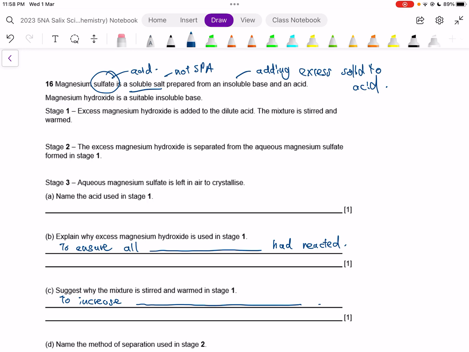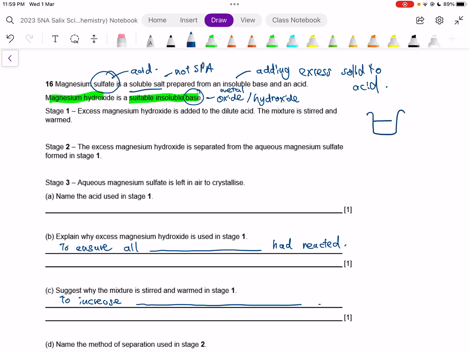So this is a base. A suitable insoluble base is magnesium hydroxide. What is a base? A base is a metal oxide or hydroxide. They add excess to the acid, then make sure it's stirred and warm, and then the excess magnesium hydroxide is separated from your aqueous magnesium sulfate formed in stage 1.